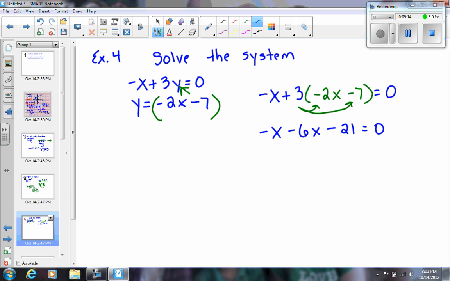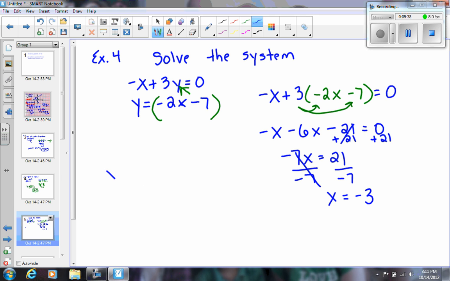Now these are on the same side of the equal sign, so I combine like terms, get negative 7x, and I'm going to go ahead and add the 21 to both sides, and divide by negative 7, and I get x equals negative 3. Remember, I'm not done yet because I need a y value as well.